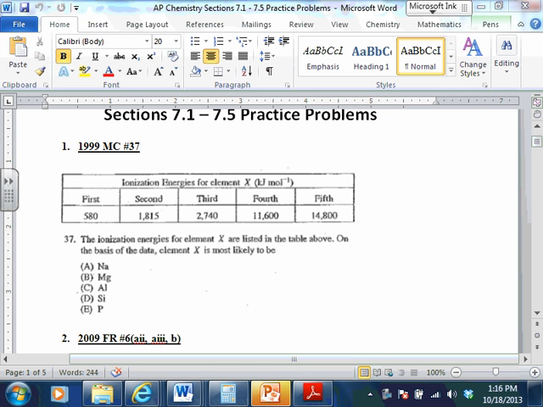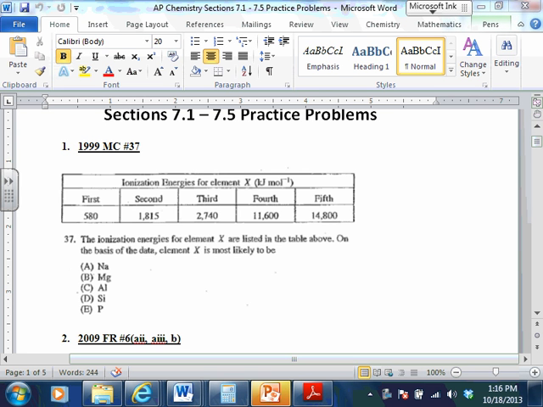These are just old AP questions that I pulled from different AP tests. The periodic trend type questions didn't change that much in the curriculum, so I think that's going to be very similar to what you'll see still on the AP test, on the AP exam. So that's what you'll see on my test too.